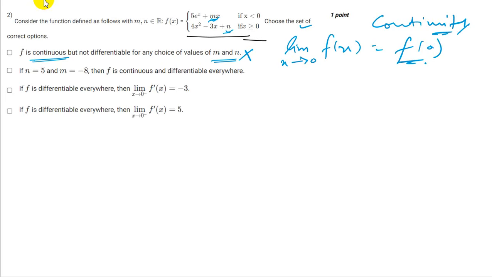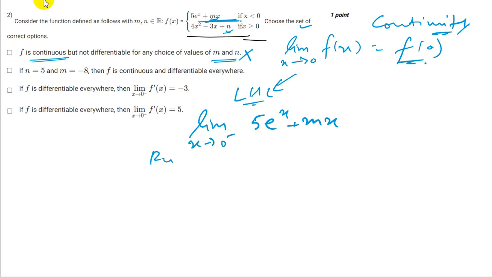Okay, so for continuity this has to be true. Now taking the LHL, left hand limit, it would give me what? Limit x tends to 0 minus, that means x is approaching from the left side of 0. So we'll take this case, which is nothing but 5e to the power x plus mx. Now if we put the limit, we'll get 5 plus m into 0, that is equal to 5 only.